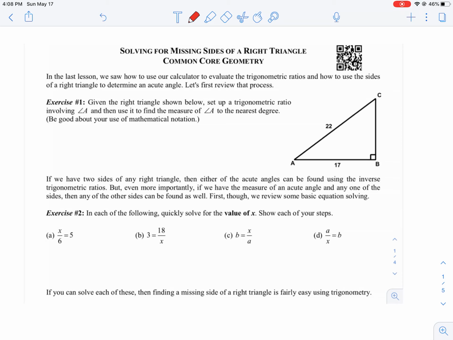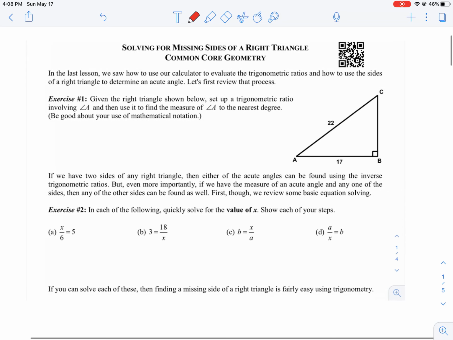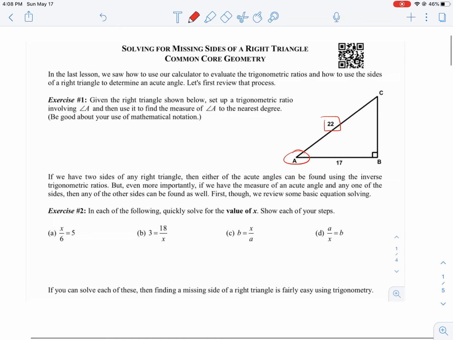All right, so given the right triangle shown below, set up a trigonometric ratio involving the angle A and then use it to find the measure of A to the nearest degree. The angle we're trying to find is this one right here. In order to do that, we're going to use these two side lengths. We could also find this side using Pythagoras, but that's not what the question's asking. It's asking us to find that angle measure.